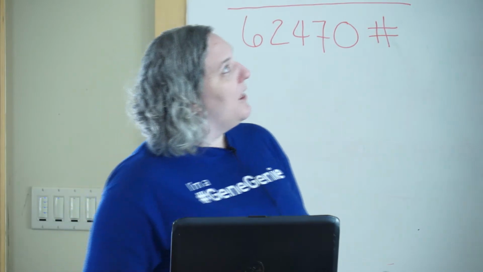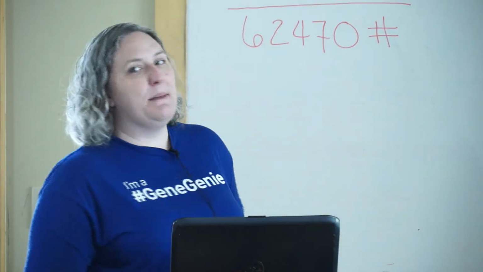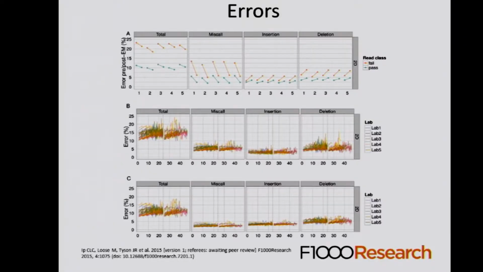Errors. Okay, this is the real meat and potatoes, I guess, that people are really interested in for the Oxford Nanopore. So percentage of errors. We have fail and pass reads, so we'll just look at the pass reads, really. Those are the most interesting ones. And we have the total, the mismatches, the insertions and deletions. The percentage of error total is, even for passing, 10% or so. So that's a 90% success call, 10% are failed.